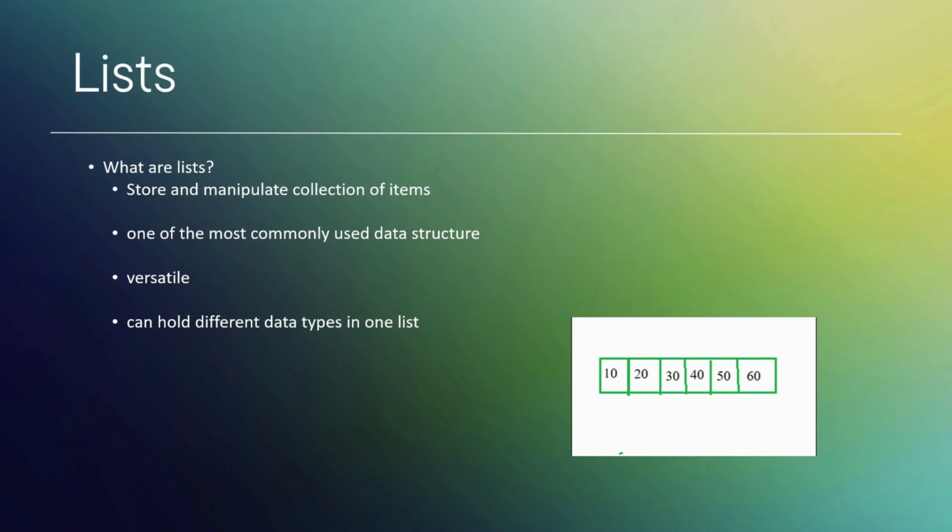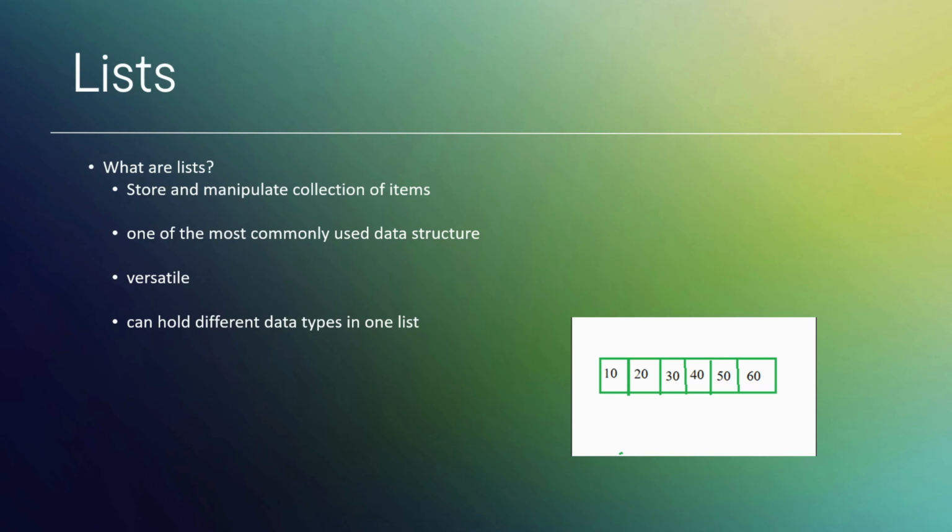So lists. First question, what are lists? Lists are a data structure that allow us to store and manipulate a collection of items. For example, you have 5 or 6 items. They could be numbers, they could be strings, they could be floating numbers, and you want to combine them in sort of a collection so they are together. That is when we use lists, and it is one of the most commonly used data structures because it is too versatile. It allows us a lot of functionality, and it can even hold different data types in one list.